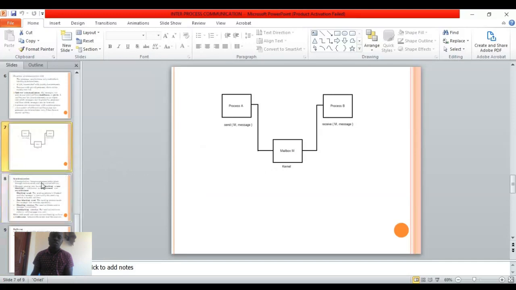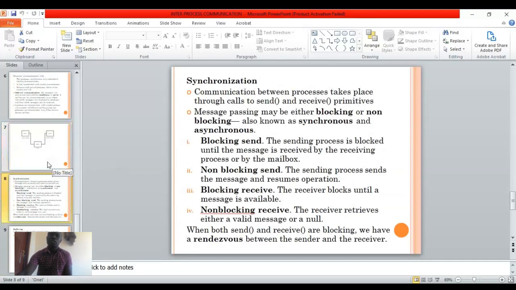Then we have the second method that is being used, synchronous and asynchronous communication. In this case, communication between processes only takes place through two system calls, the send and the receive system calls, or primitives. So in this method there must be these two system calls, and they exist in different states.